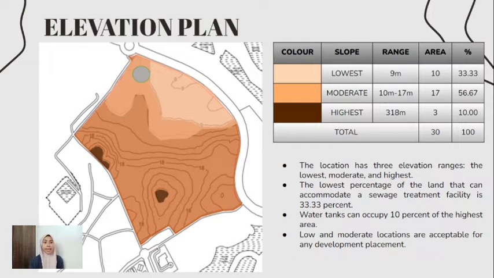The location has 3 elevation range, which is lower, moderate and highest. Range for lowest area is 19 meter, for moderate 10 meter to 17 meter, and for highest is 318 meter. So, the lowest percent of the land that can accommodate a sewage treatment plant is 33.33%. Water tank can occupy 10% of the highest area. So, lower and moderate location are acceptable for any development placement.